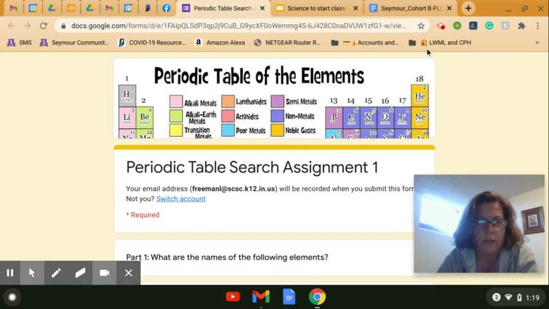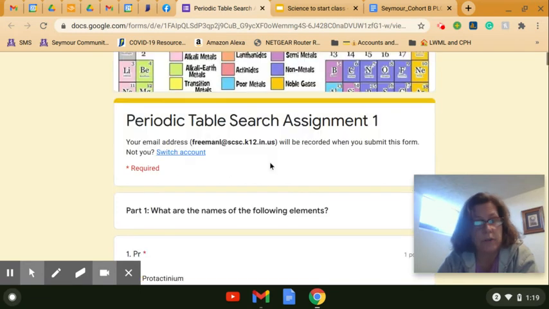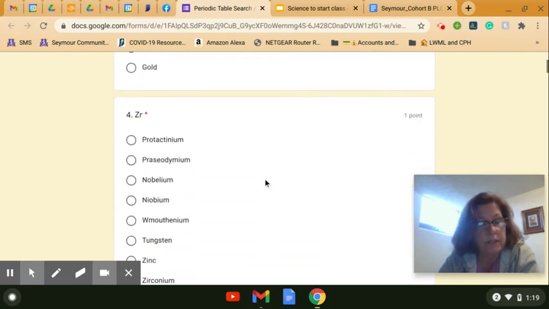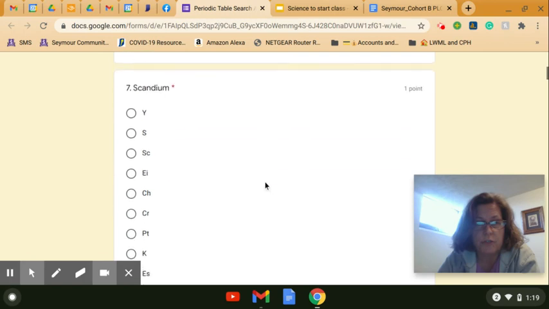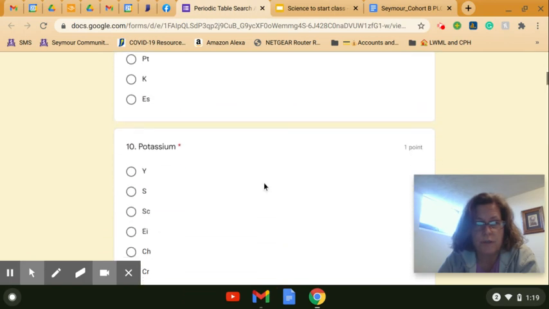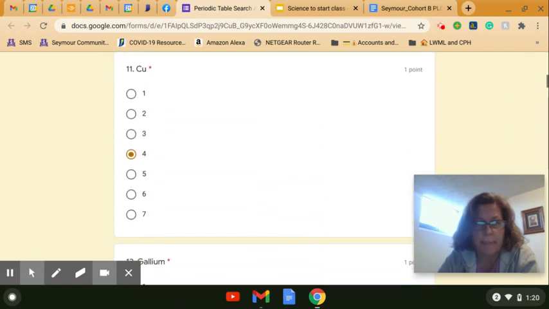1 ring for the top row, 2 rings for the second row, 3 rings for the third row, 4 rings for the fourth row, and so on. There are only 7 rows, 7 rings, 7 energy levels. Okay? Alrighty. Let's see here.